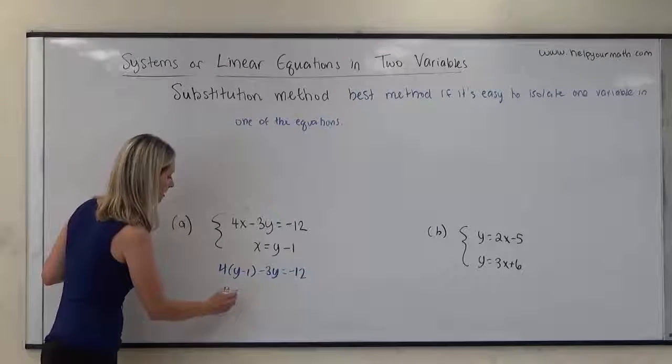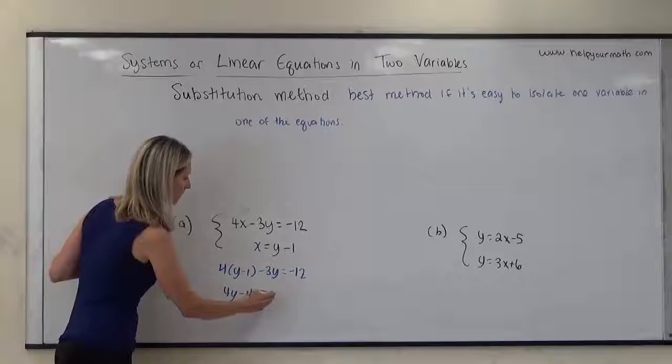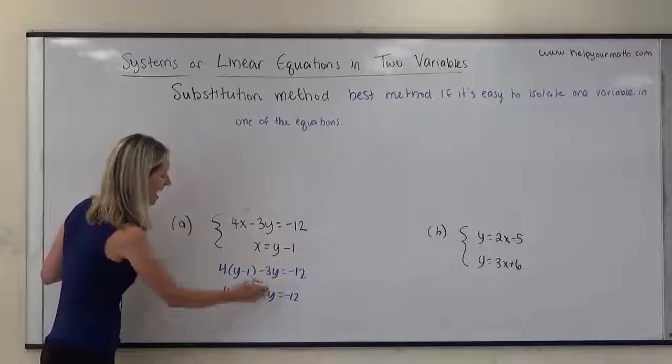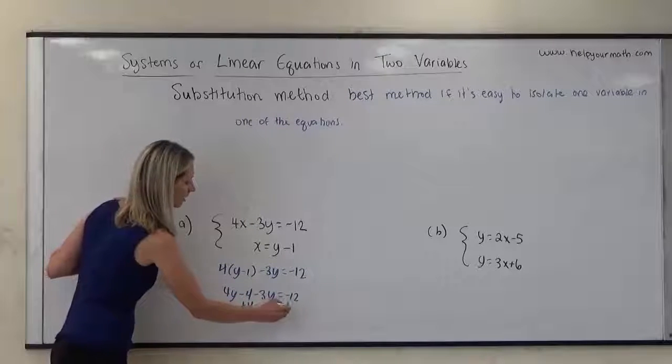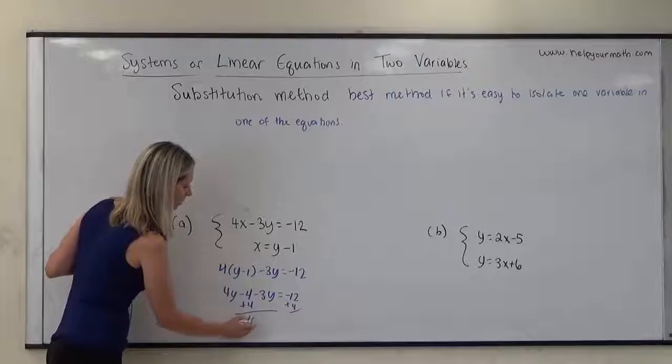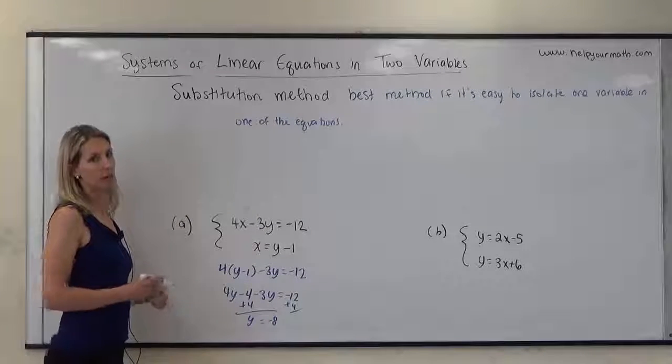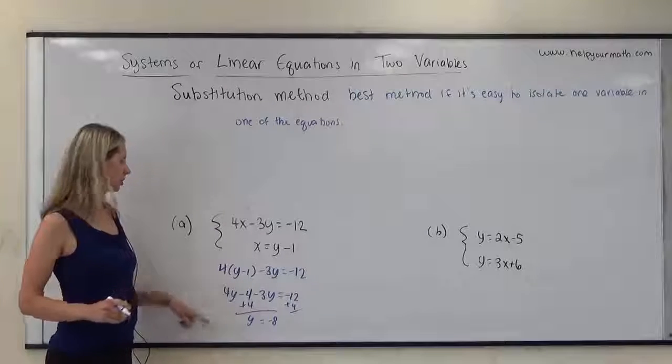So 4y minus 4 minus 3y equals negative 12. I'm going to combine my like terms, and I'm also going to add 4 to both sides. So add 4 to both sides, and we get 1y equals negative 8. So this is the y coordinate of the solution. We need to also determine the x coordinate.